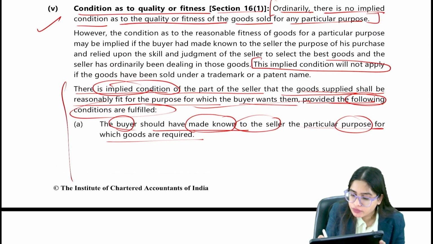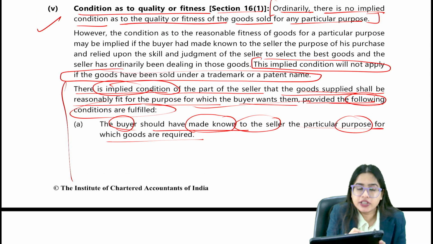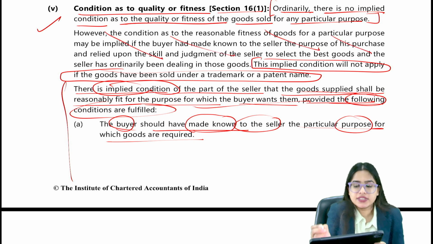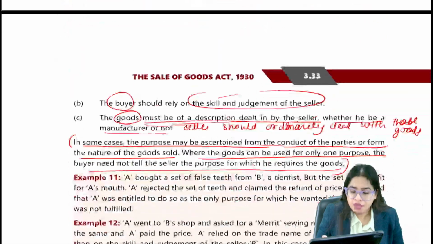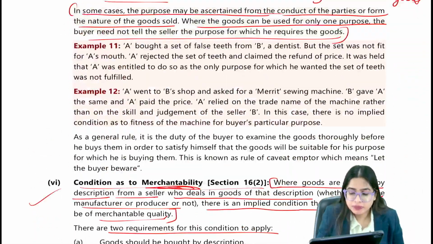But the implied condition will not apply if the goods are sold under a trademark name. Now, this you can cut because it is repeated. Now come here. Some examples are given here.